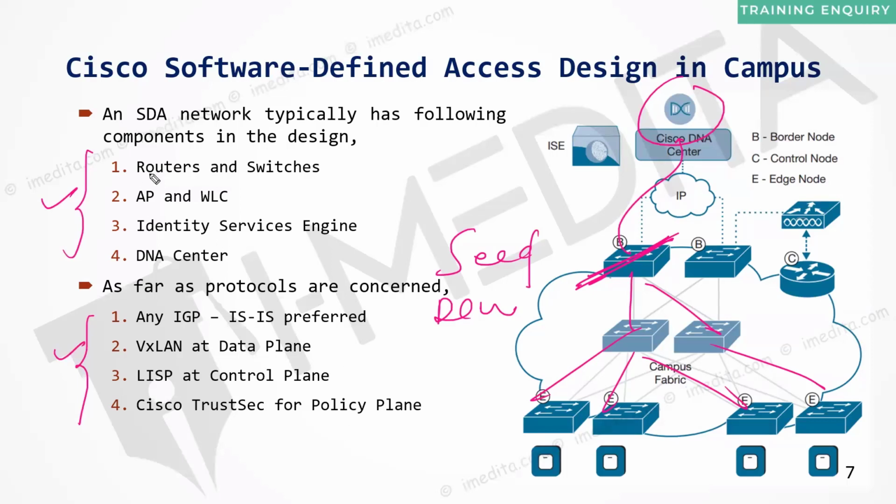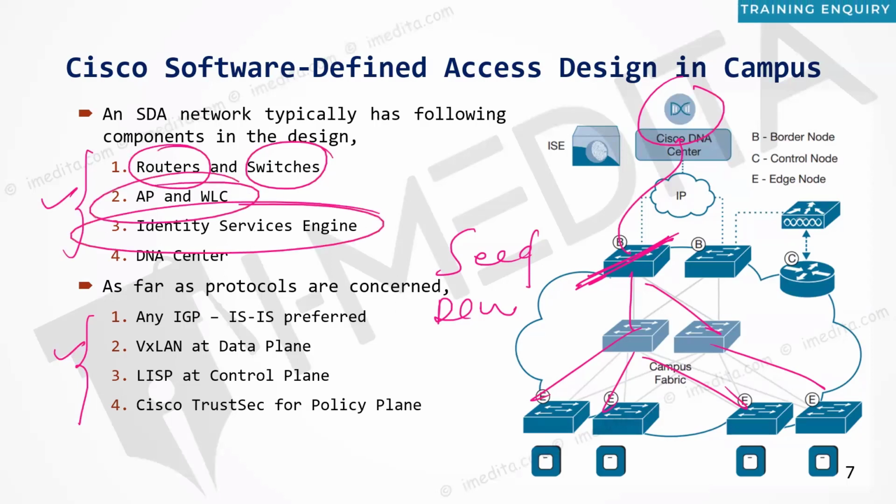It's not like you can have random routers, random switches, any ISE, any AP, any WLC. No, there's a proper compatibility matrix. You can only have some compatible devices. Like you cannot have just any random router running IOS. Hardware and software compatibility has to be checked as well. So that we will discuss later on.